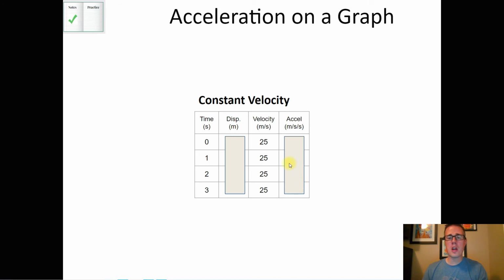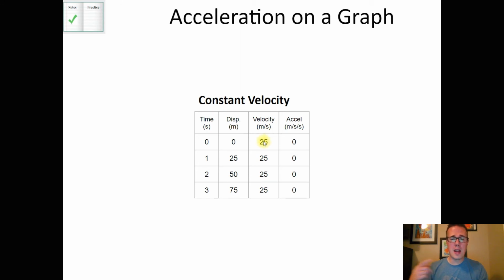So this is an object with a constant velocity. It's going 25 meters per second, maybe just cruising down the road. Since its velocity is constant, that means that acceleration is 0. We're not adding or subtracting from the velocity every single second. However, because it's moving, we are changing how far it's going, its displacement. So if it starts at 0 and its velocity is 25, that means we're adding 25 to how far it goes every single second. So after 1 second, we're at 25, 2 seconds, 50, 3 seconds, 75.